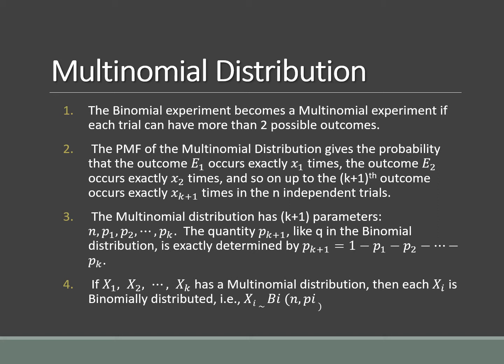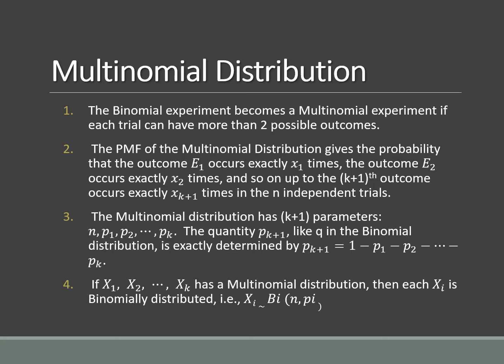So just some notes to remember. The binomial experiment becomes a multinomial experiment if each trial can have more than two possible outcomes. So you could easily see here the relationship between a binomial experiment and a multinomial experiment. Hence, the connection between the binomial distribution and the multinomial distribution.